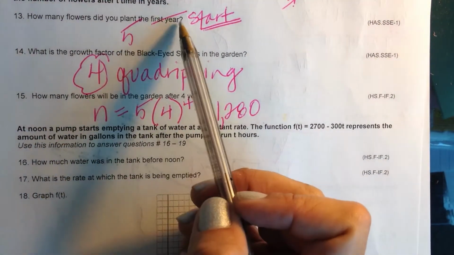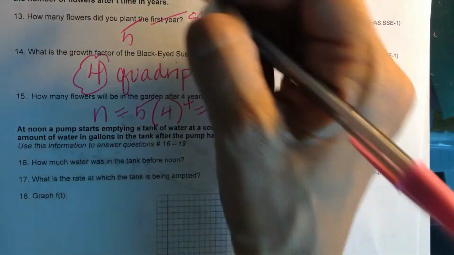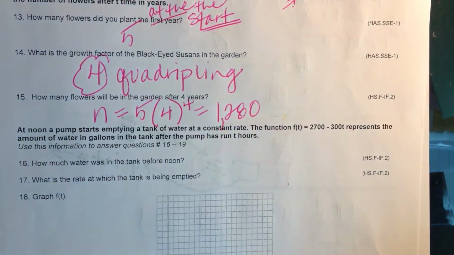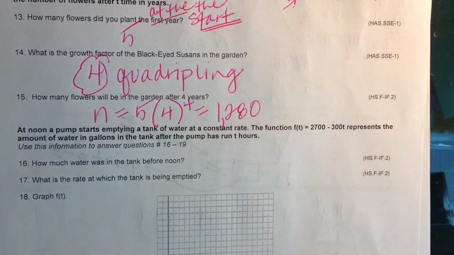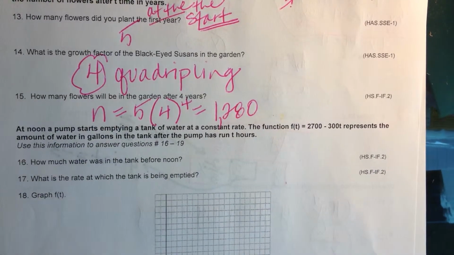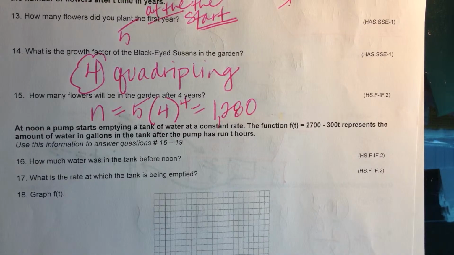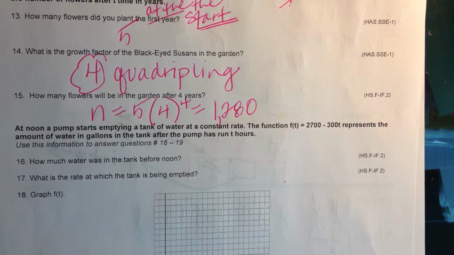I think it makes more sense to say, did you plant the first year? Maybe I should have said at the start of the first year. You know, in the beginning, how many did you start with? I started with 5. So say if it's real, you plant 5 and it starts quadrupling, do you plant that much?